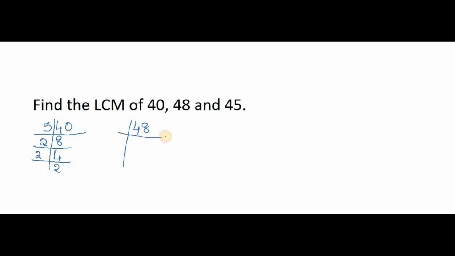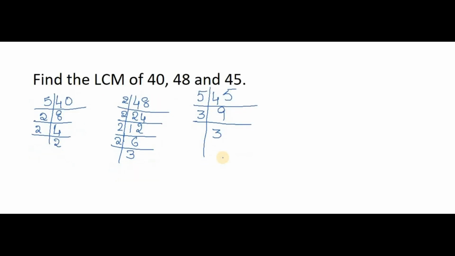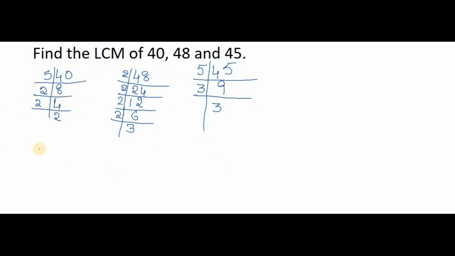48. 2 24s are 48, 2 12s are 24, 2 6s are 12, and 2 3s are 6. And now coming to 45. 5 9s are 45, 3 3s are 9. And we will write the factors of all these.